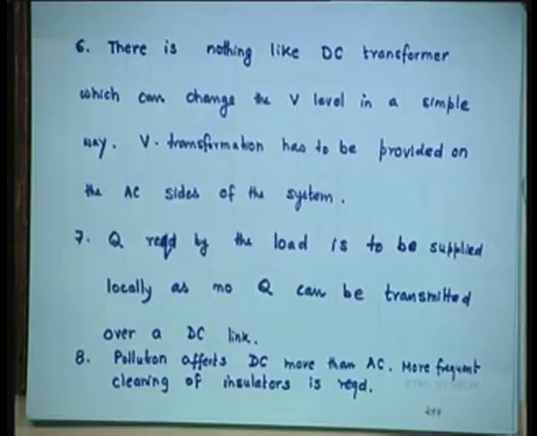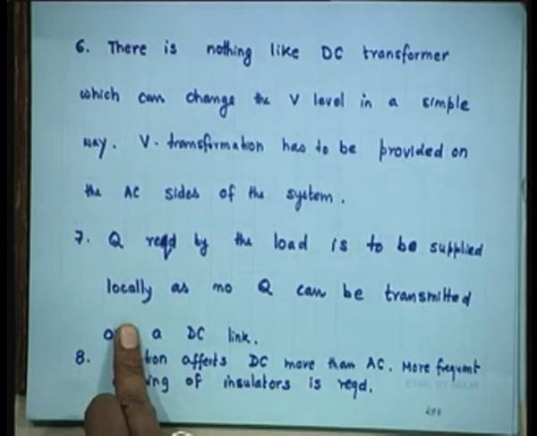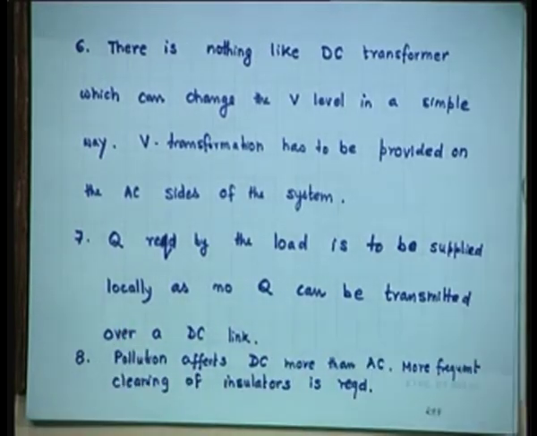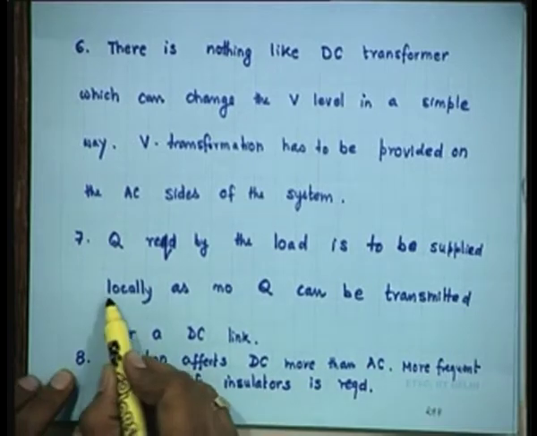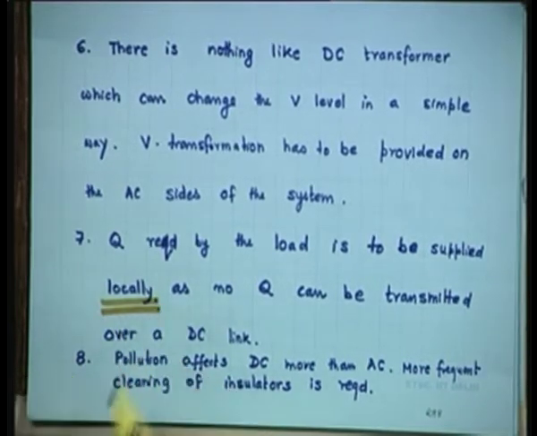Seventh, the reactive power required by the load is to be supplied. Yes, this was the point I was making again, locally. The word locally has to be underlined twice, as no Q can be transmitted over a DC line. Still there is no solution to this. You have to only have local control. Pollution affects DC more than AC. More frequent cleaning of insulators is required. It is atmospheric pollution.